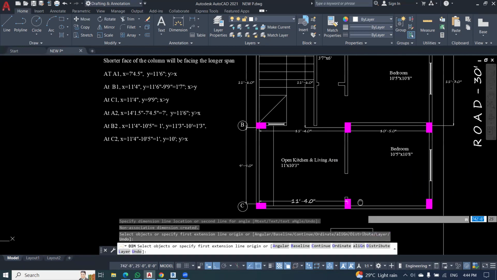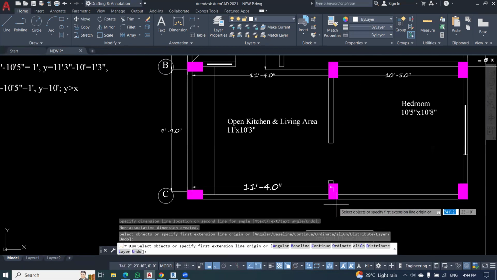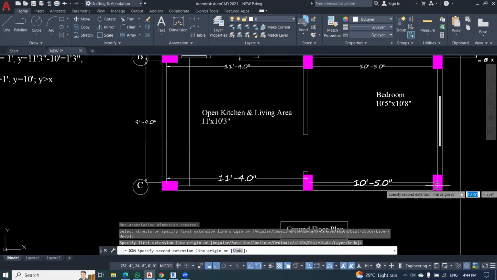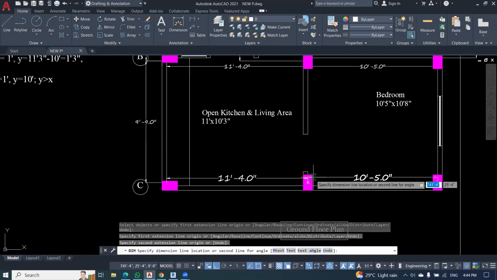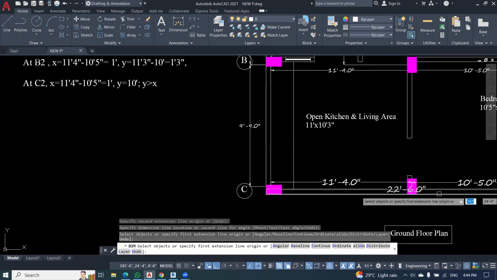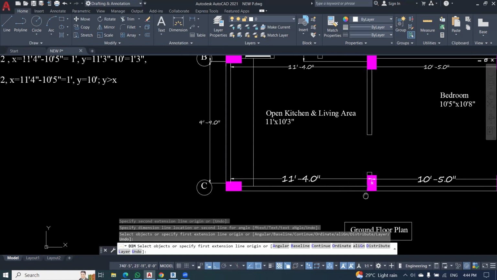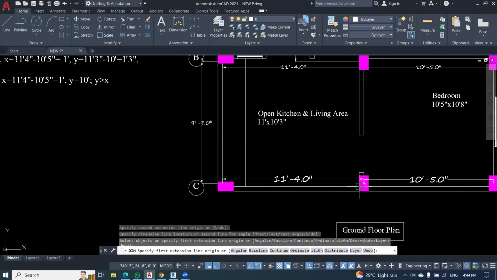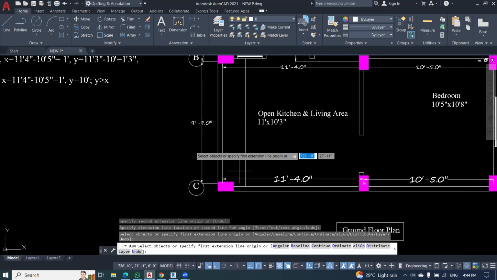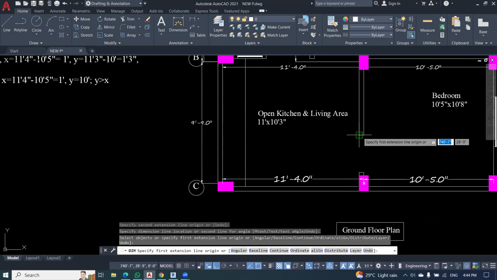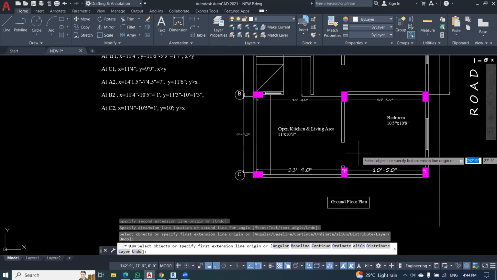Now, coming to the next thing. At C2. At C2, how much is the x distance? 10 feet 5 inches. At C2, 11 feet 4 inches minus 10 feet 5 inches. That goes to again 1 feet. Okay. And again, how much is the y distance? 10 feet. So obviously, it should be facing the longer span. Done.